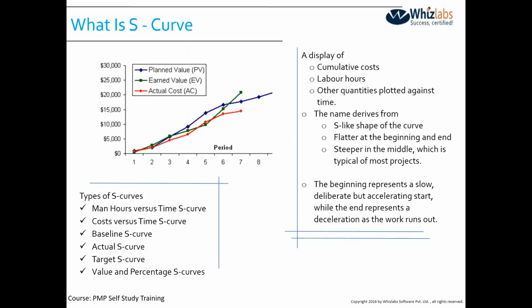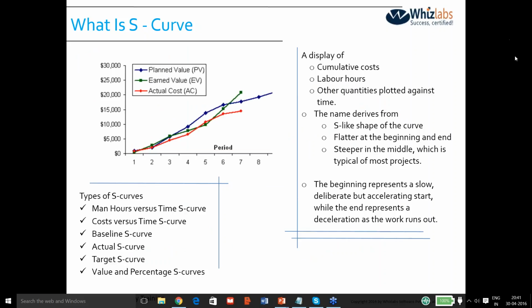Okay. Let's look at one example, not this one. I'll show you. Okay, let's see this. The slides which I'm leaving, I'm leaving for a purpose, because I want to first demonstrate the basic terms in earned value management. Then only you will be able to appreciate those. As you can see, the S-curve is a combination of 3 curves, and there are different kinds of S-curve: man hours versus time, cost versus time, baseline S-curve, actual S-curve, target S-curve, value and percentage S-curve. All these different kinds of S-curve are beyond the scope of this session. Just for your knowledge, I thought of capturing this information in the slide.